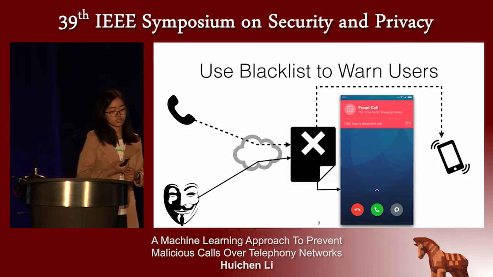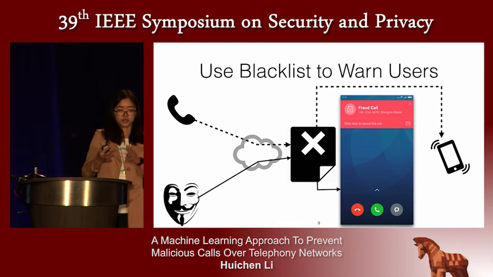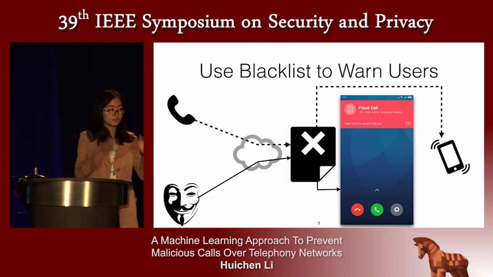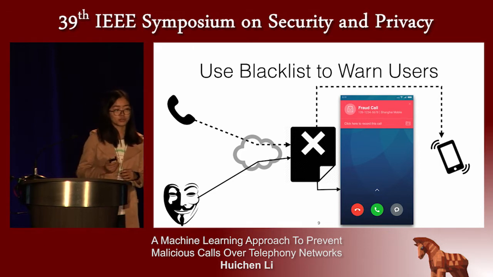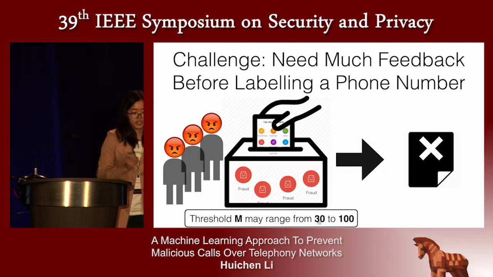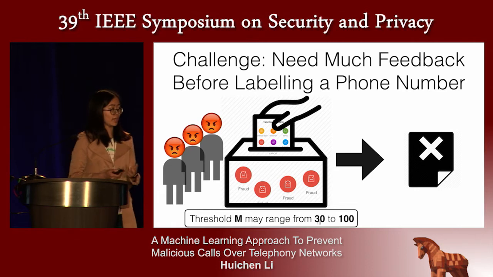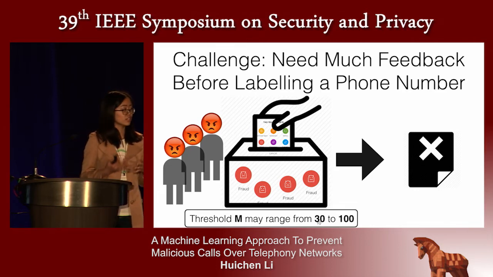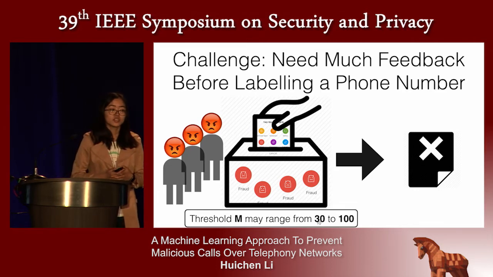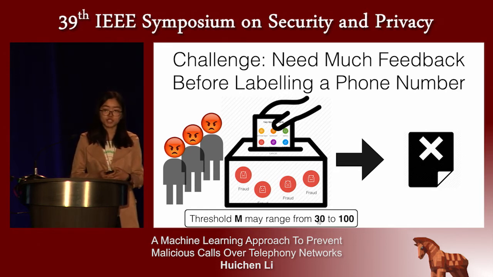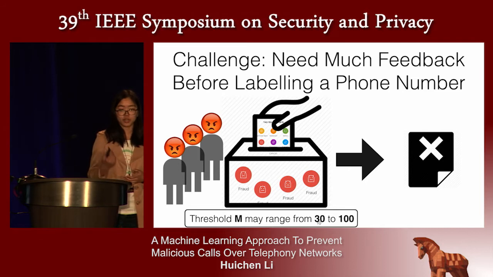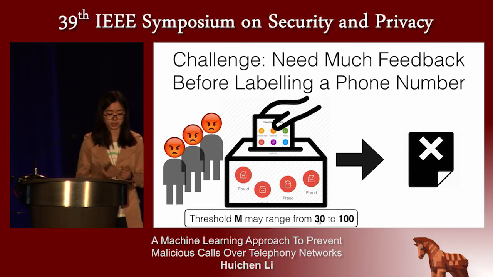After we generate a blacklist, if a phone number in the blacklist calls any other users again later, we will either block that call or warn the user. This approach is simple and effective, but there is one major challenge. That is, we want to avoid false positives. So we will need much feedback before we label a phone number as malicious.